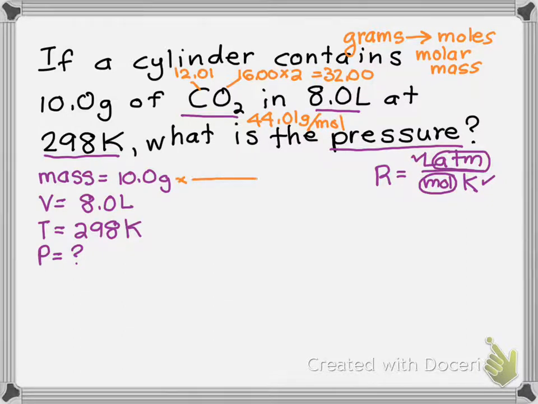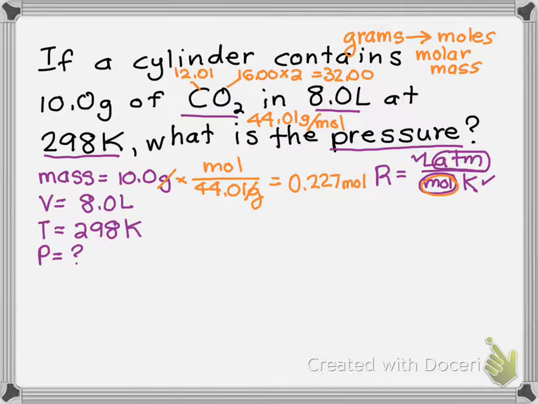So I will divide by the molar mass so that my grams cancel, to convert the 10 grams into moles. And to 3 significant figures, I get 0.227 moles. So in this case, it was important that I knew the gas was carbon dioxide because I needed to find the molar mass in order to convert the grams that I was given into moles so that I could use the ideal gas law.